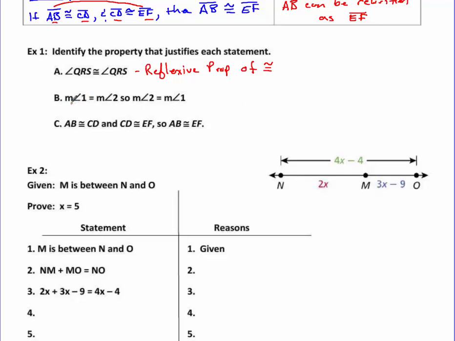And here we have measure of angle 1 equals measure of angle 2, so measure of angle 2 equals measure of angle 1. Well, that's the symmetric property of congruence. So remember, symmetric is kind of like if you folded it in half along this line right in the middle. This 2 would land on this 2 and this 1 would land on this 1, so it's got symmetry, kind of like a graph. The last one, AB is congruent to CD and CD is congruent to EF, so AB is congruent to EF. Anytime you see that kind of thing going on, that's our transitive property of congruence.